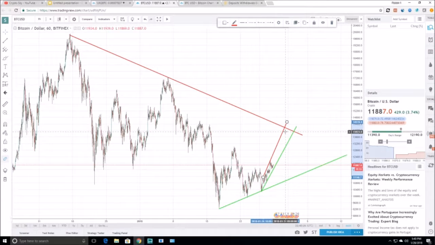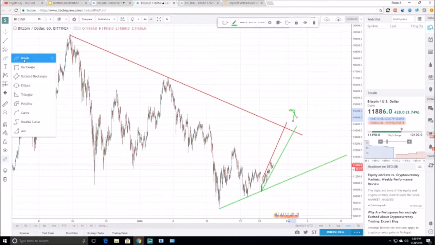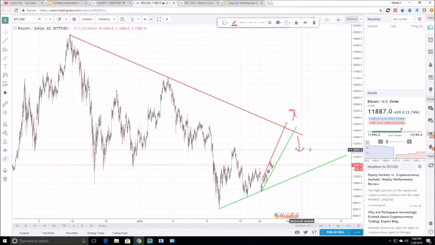But the interesting part is when we get to this line of resistance, hopefully in the future. If it breaks, you would expect it to go up. If it goes down, you would expect something like this.